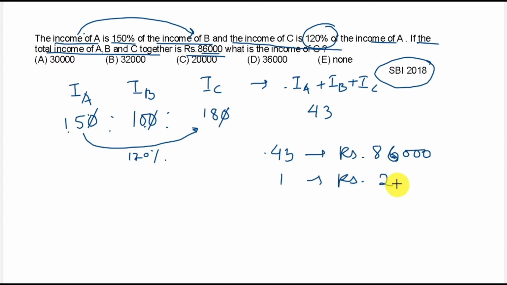1 is equivalent with 2000, right? Divide this by 43. 42 2 times is 86. Now what is the question? What is the income of C? So what is the income of C here?